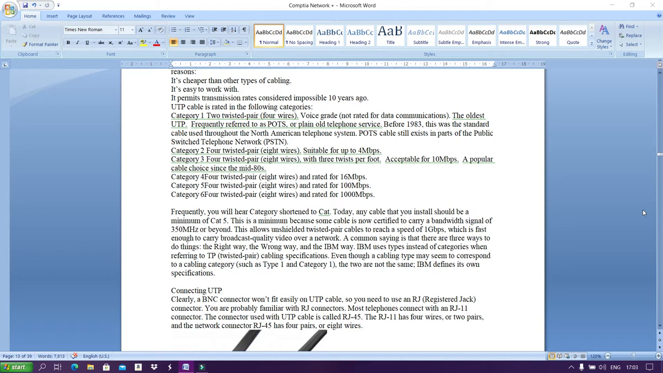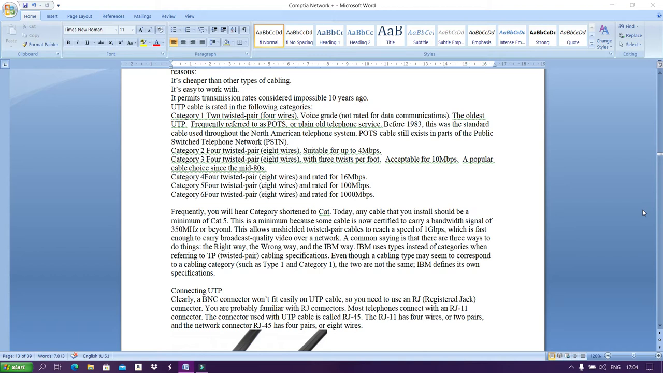Category 2: 4 twisted pair, 8 wires, suitable for up to 4 megabits per second. Category 3: 4 twisted pair, 8 wires with 3 twists per foot, acceptable for 10 megabits per second, a popular cable choice since the mid-80s. Category 4: 4 twisted pair, 8 wires, rated for 16 megabits per second. Category 5: 4 twisted pair, rated for 100 megabits per second. Category 6: 4 twisted pair, 8 wires, rated for 1000 megabits per second. Frequently you will hear category shortened to CAT.